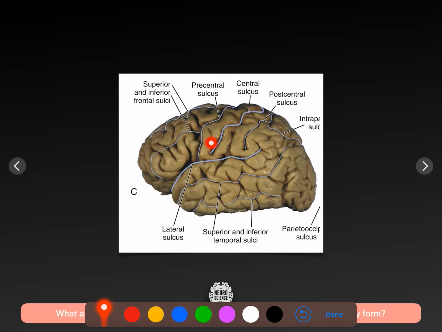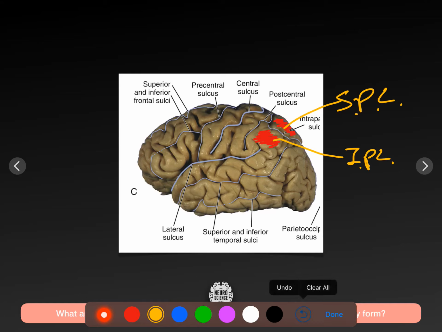Now, if we take the central sulcus and go posteriorly, we find the postcentral sulcus. Connecting the postcentral sulcus to the occipital lobe here is the intraparietal sulcus, which divides the parietal region into this region here and this region here, or the superior parietal lobule and the inferior parietal lobule. Okay, that will become important later.